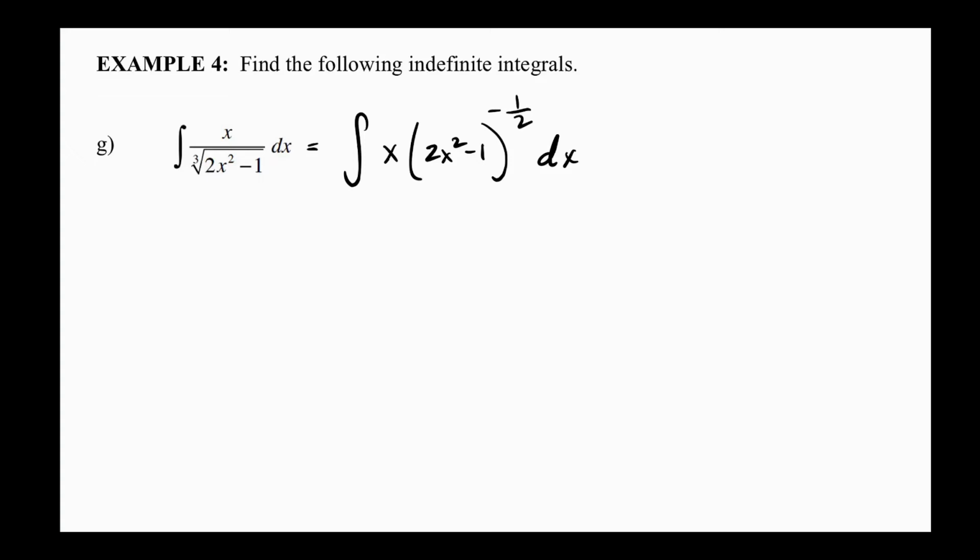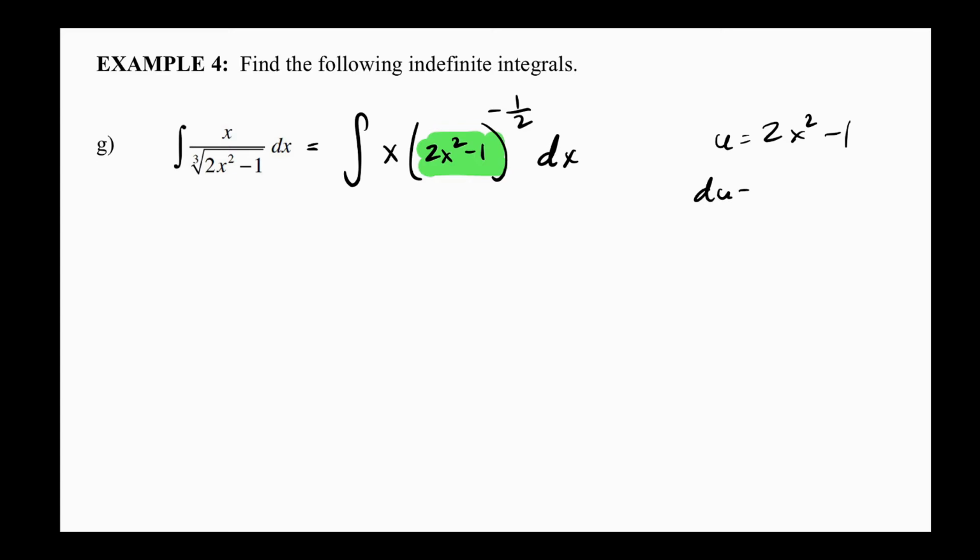Okay, so first thing, rewrite it so that you get rid of the roots and you have powers now. Okay. So the next thing is the argument, right? The inside part. We're going to use that as your u. So we get 2x squared minus 1 as our u.